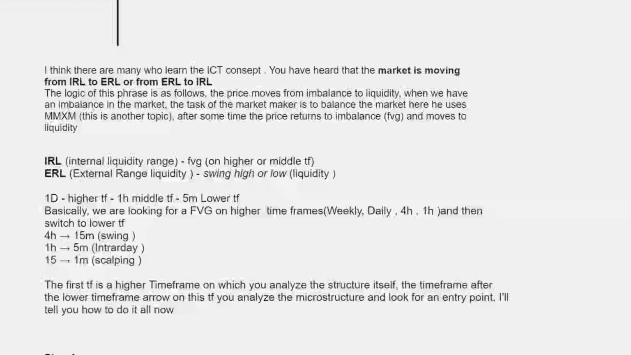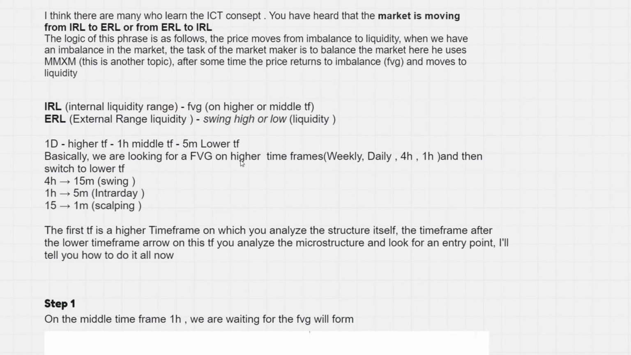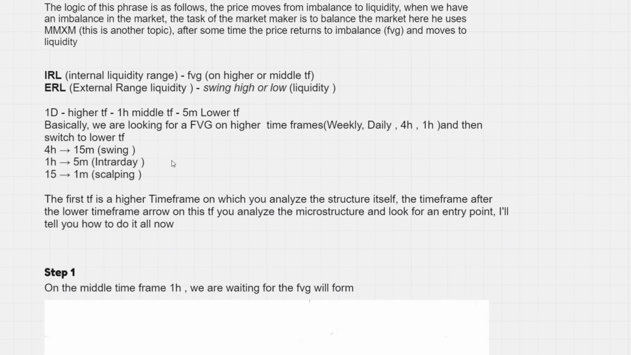The logic of this phrase is simple. The price moves from imbalance to liquidity. When there is an imbalance in the market, the task of the market maker is to balance this gap. IRL means internal range liquidity, or a fair value gap on a high time frame. And ERL means external range liquidity, which is a swing high or low, or liquidity.